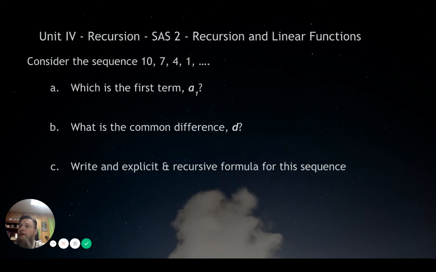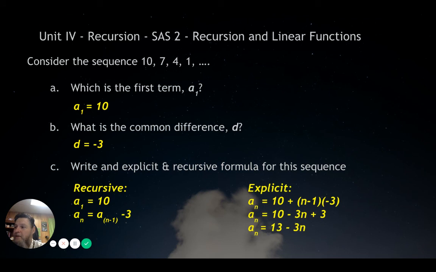All right. Consider the sequence 10, 7, 4, 1. What is the first term? a1. That is 10. What is the common difference? I think it's minus 3. What is an explicit and recursive formula for this sequence? Recursive, we're going to start with a1 is 10, and whatever the first term is, we'll subtract 3 from it, and then that gives us the next term. And then the next term after that is that minus 3.